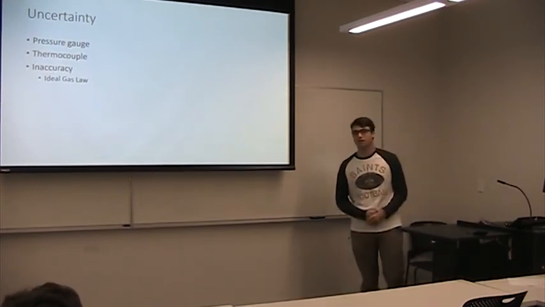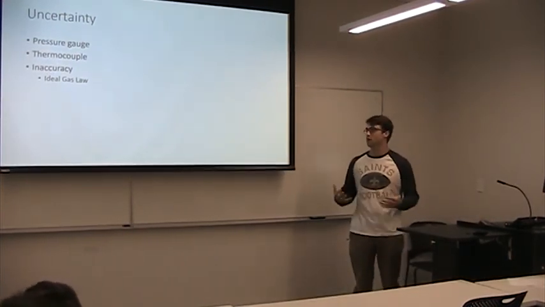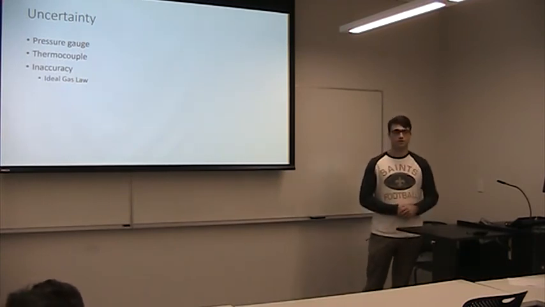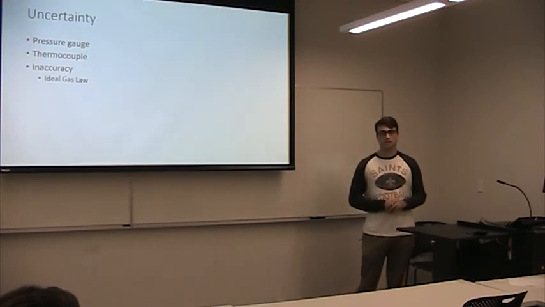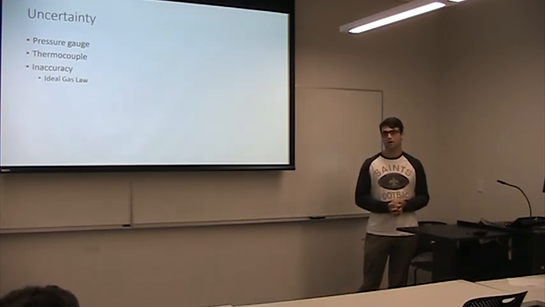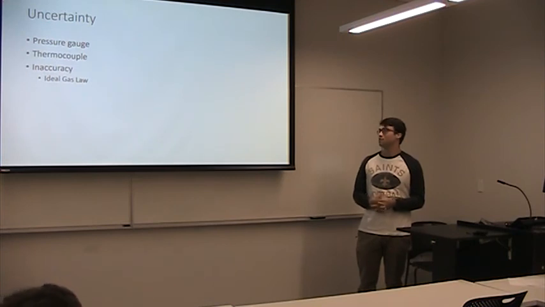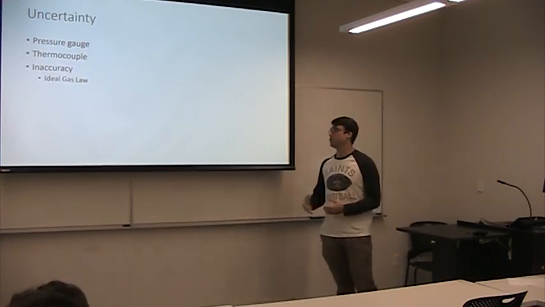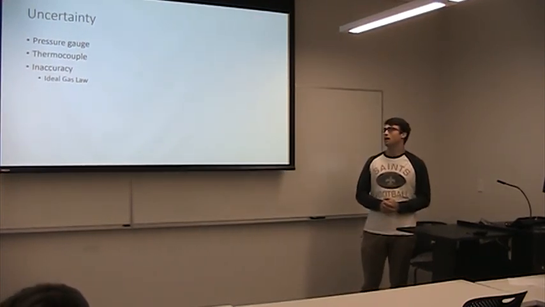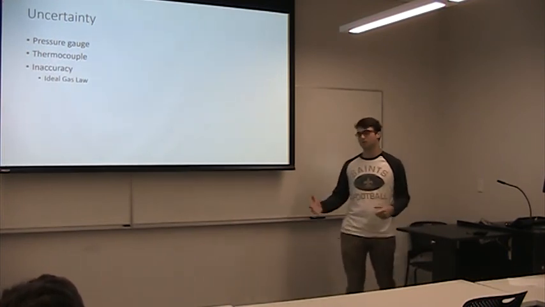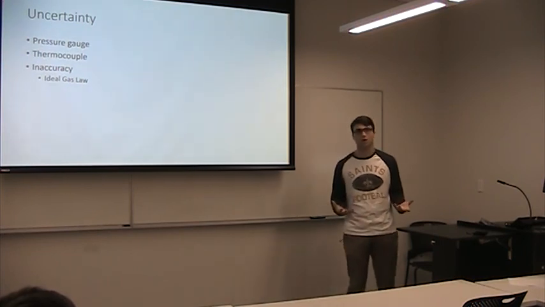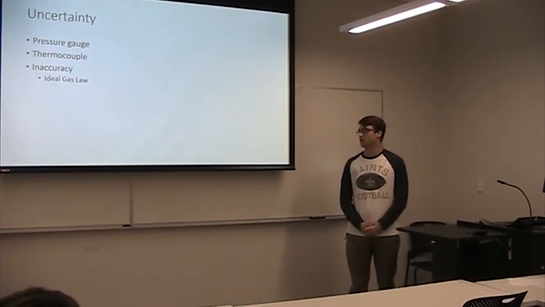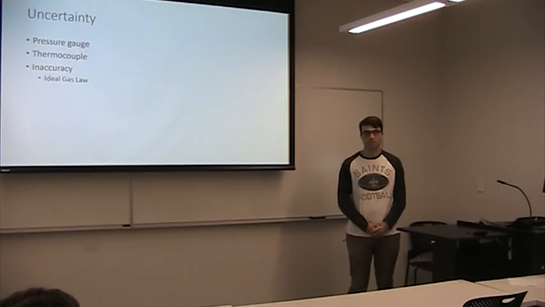So there is some uncertainty that might occur during this experiment. The first is just your instrument uncertainty because of your resolution and different uncertainties embedded in the sensors. So we've got the pressure gauge and the thermocouple, which are going to both have these. And then, like I said earlier, there's the systematic error that might occur from the ideal gas law approximation. And are there any questions?